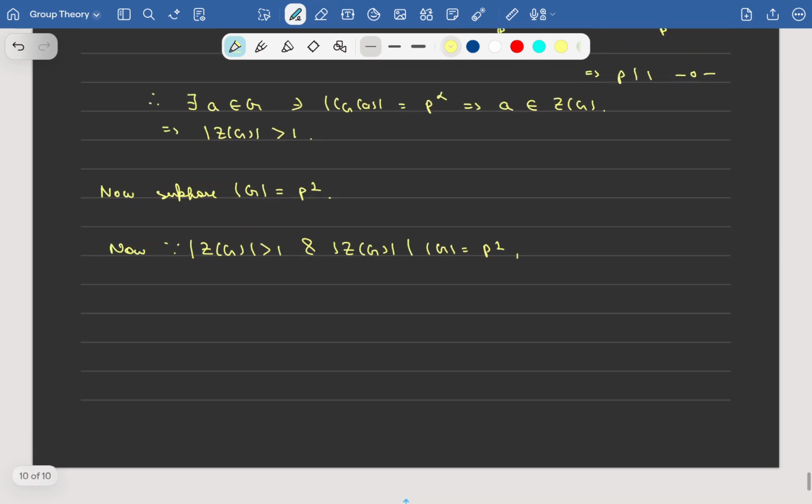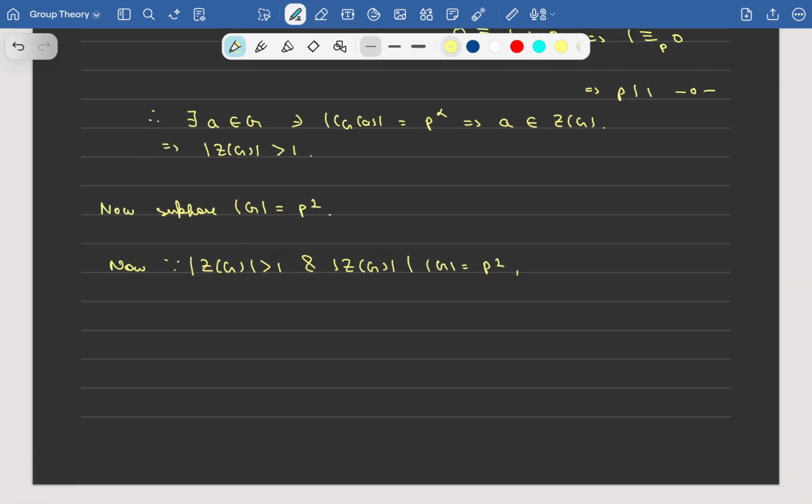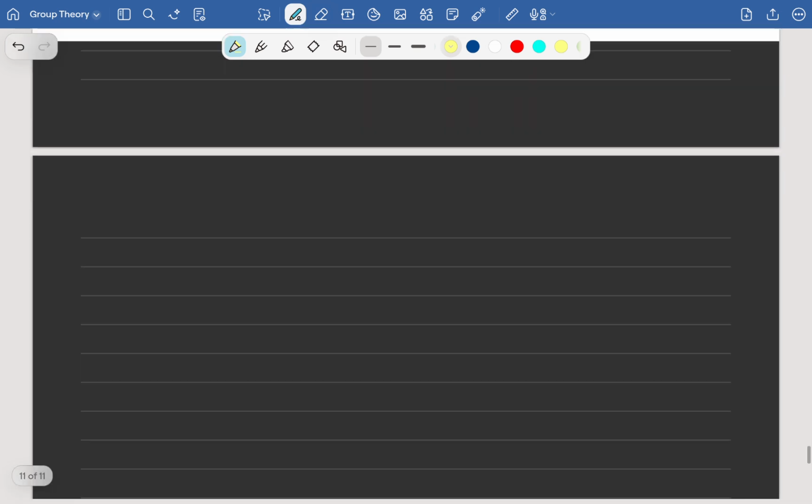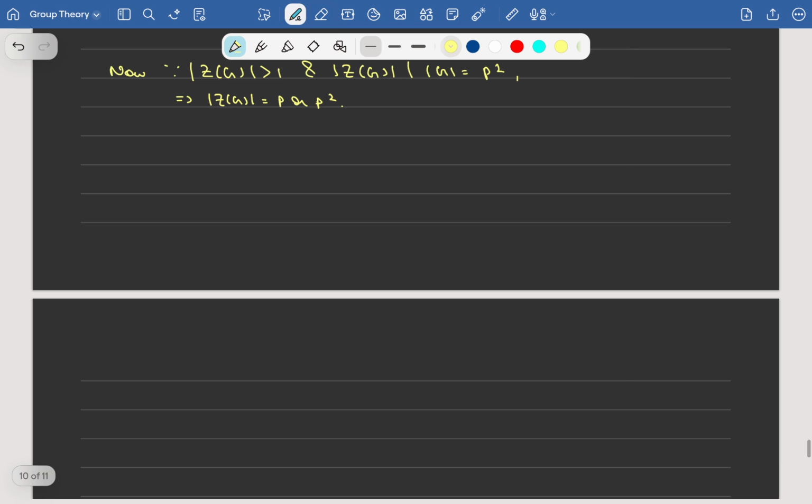Nevertheless, so the center is, yeah. So therefore, what are the possibilities for the cardinality of the center? So it's either equal to p or is equal to p squared. So what I need to do is show that it's actually the whole group to prove that the group is abelian. And for that, the obvious way we usually proceed is that we will proceed by contradiction.